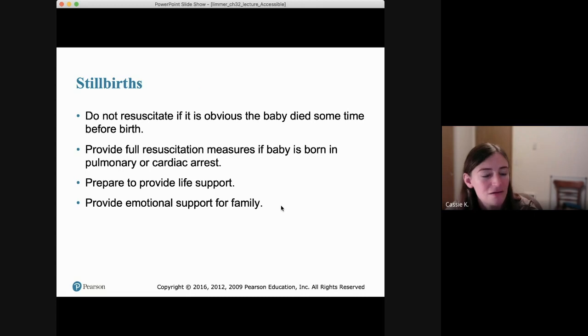Stillbirths: do not resuscitate if it's obvious that the baby has died sometime before birth. Provide full resuscitation measures if the baby is born in pulmonary or cardiac arrest. Be prepared to provide life support. And if resuscitation is unsuccessful or we decide not to resuscitate, make sure we're providing emotional support for the family.